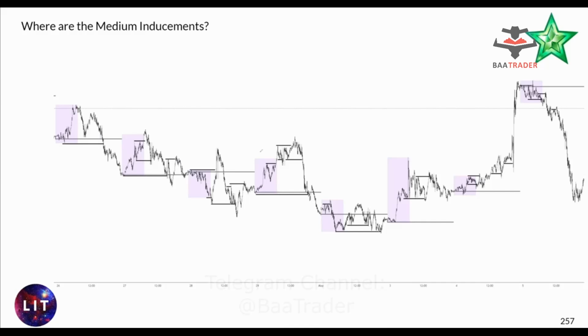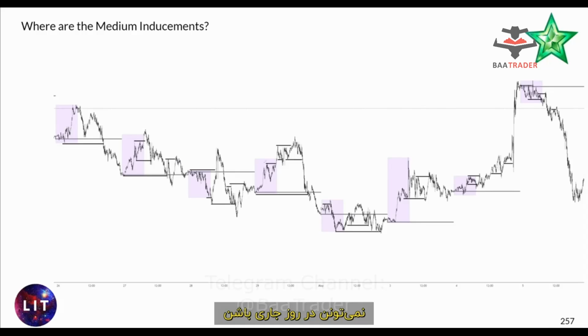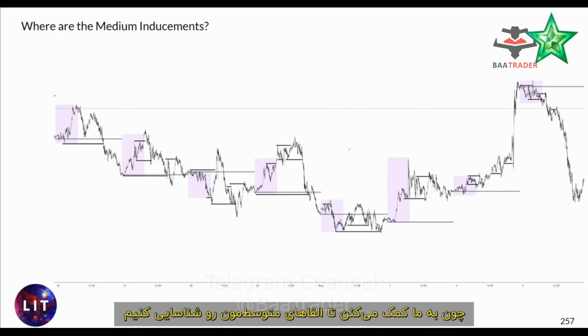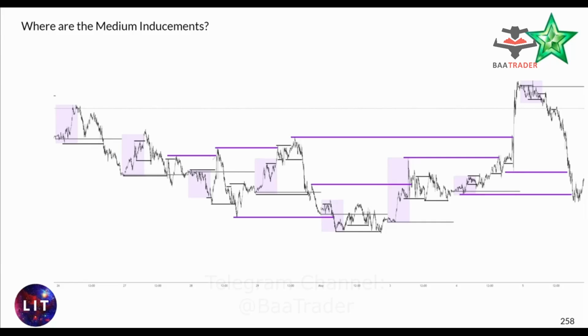Okay, so where would our medium inducements be? Well, we know that medium inducements have to be from the previous day or more. They can't be current days. And this is where these boxes really begin to help us, because they begin to help us identify our medium inducements. So let's bring them up. Okay, so yes, this was a minor inducement, but it was also a medium inducement.